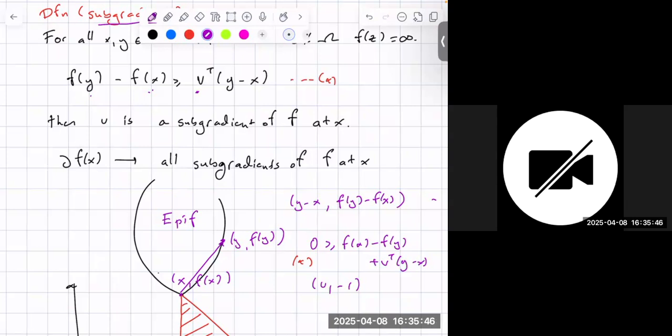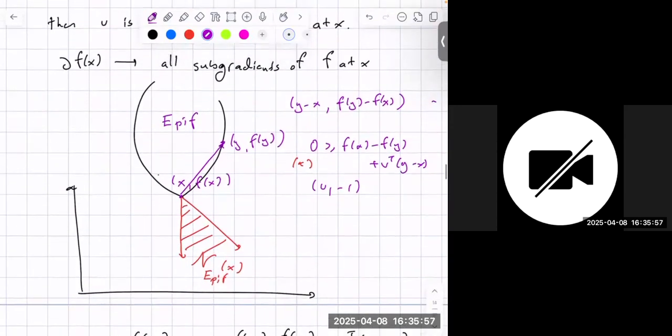However, you are allowed to pick any y you like. It's just one of those vectors. You have to have the same thing for all vectors to be a subgradient. Okay? And you end up going back to this normal descent cone we discussed before. Geometrically, that is what being a subgradient means for v.